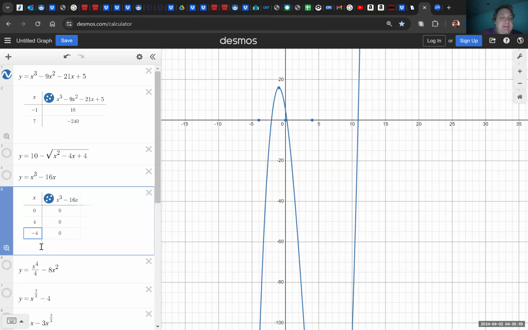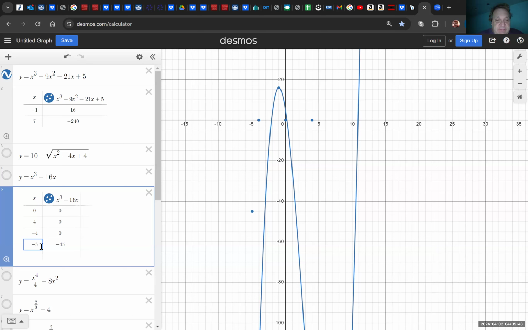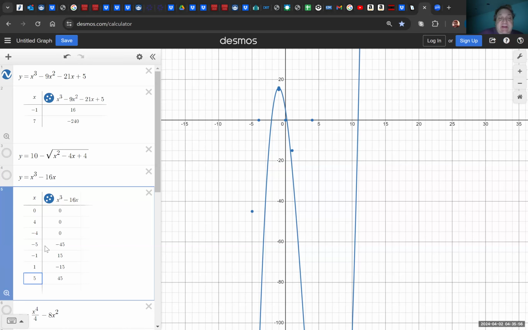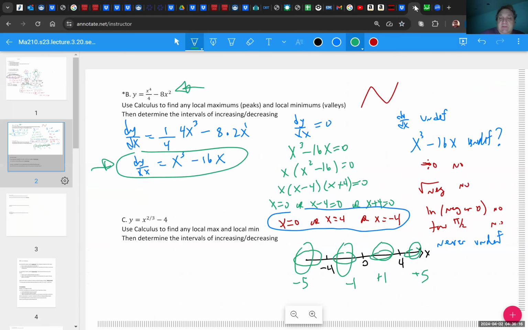All right, so we're going to do a -5, a -1, +1, and +5. So those are representatives of those 4 regions. So at -5, the derivative value, remember, is -45. At -1, it's positive, so the derivative is positive, increasing. Then it's decreasing, and so it's switching between decreasing, increasing, decreasing, increasing. So this here is decreasing, increasing, decreasing, increasing.